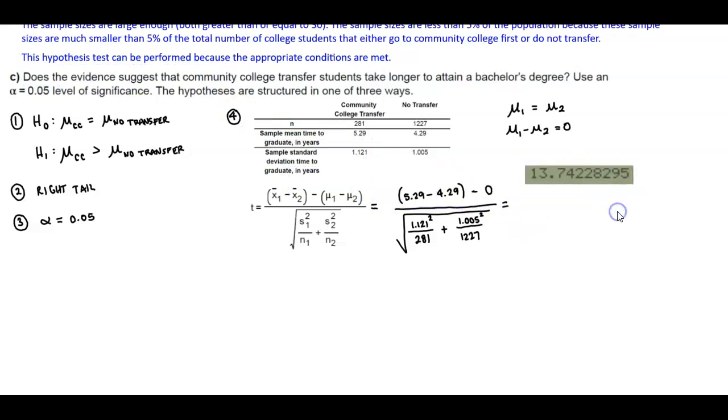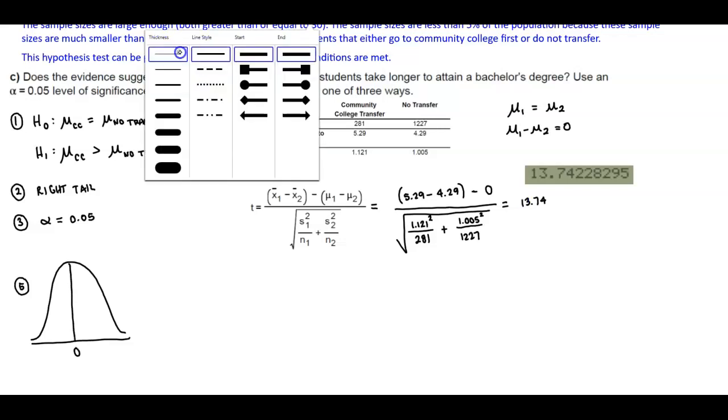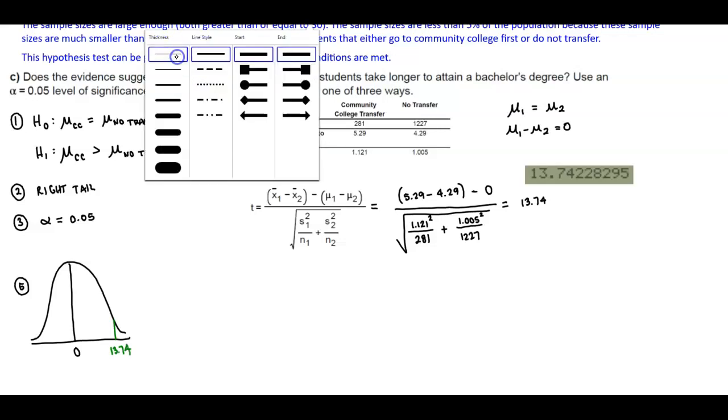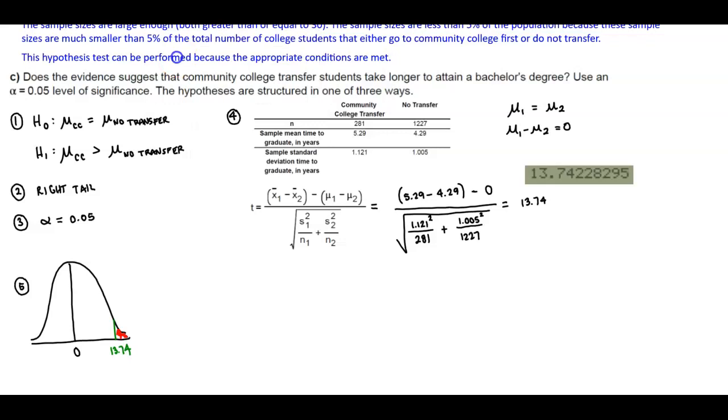Okay, so rounding that to 2 decimal places, we end up getting 13.74. Okay, so now what does that look like when we draw our bell curve distribution? Okay, well, we know that we have our bell curve. We know that we have a mean of 0. We know that our test statistic is going to be located here at 13.74. And we want to be able to find the p-value, which is the area to the right.